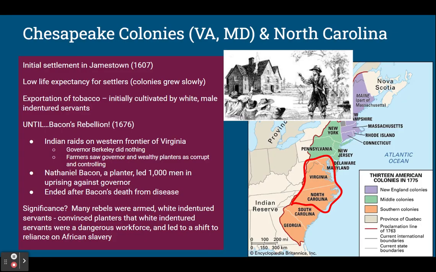One of the reasons we talk about this is the main significance, a really big result of this: many of the rebels were armed white indentured servants. And it convinced planters in these regions, in Virginia, but also North Carolina, that having armed white servants was just not a safe labor force. And it ultimately forced a lot of them to turn to sources of enslaved labor from Africa. So we're going to see this real shift in the late 17th century from having a white laboring force to having an enslaved African laboring force. And we're going to talk a little bit more about this in another video.